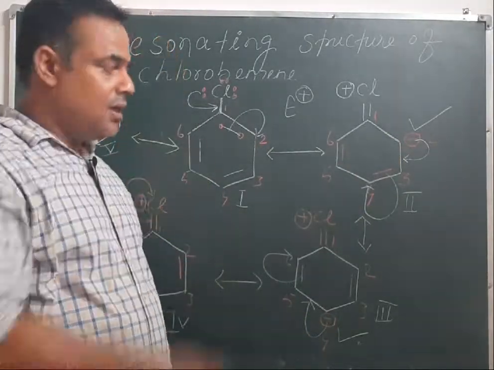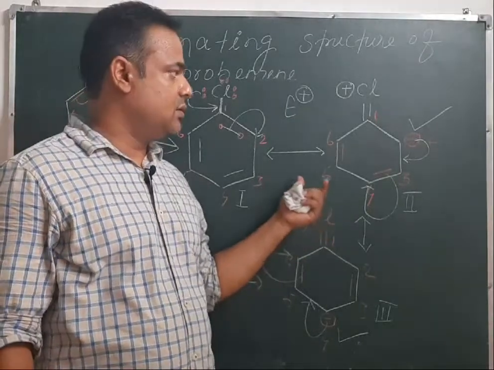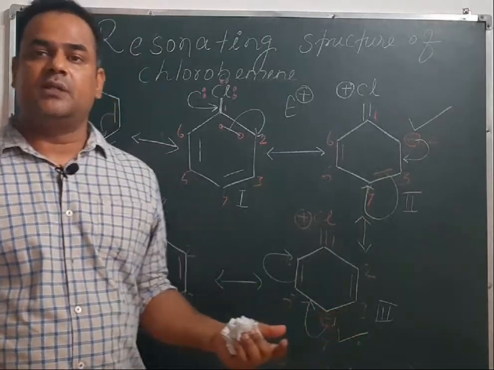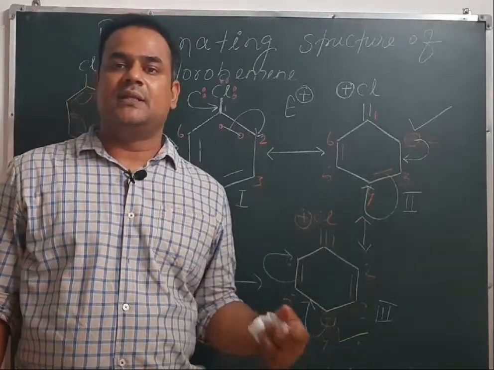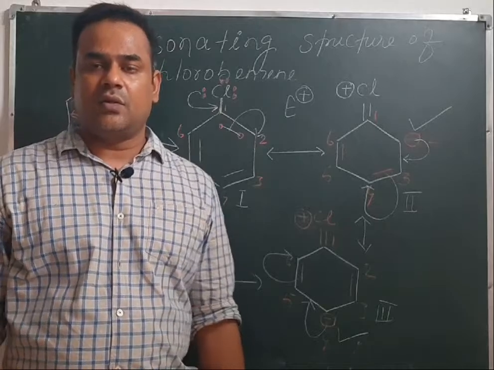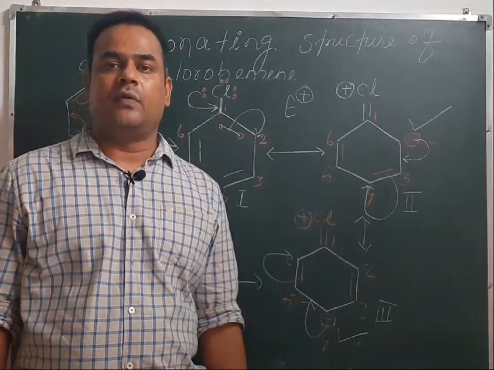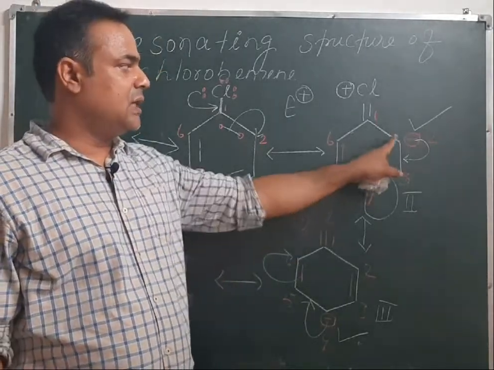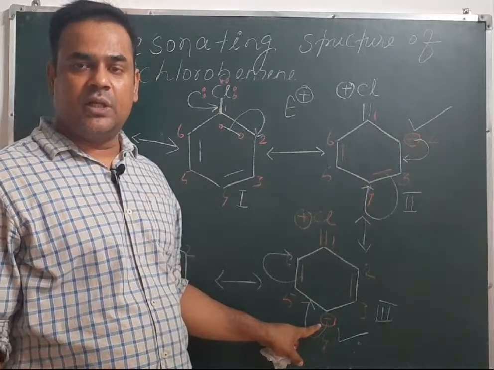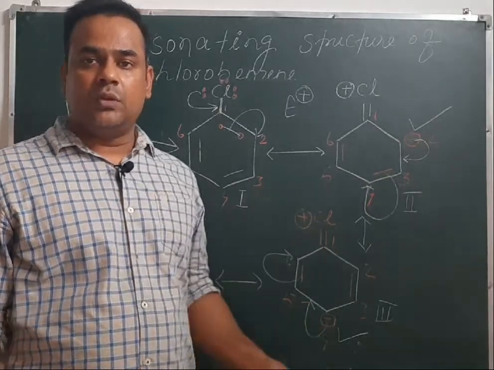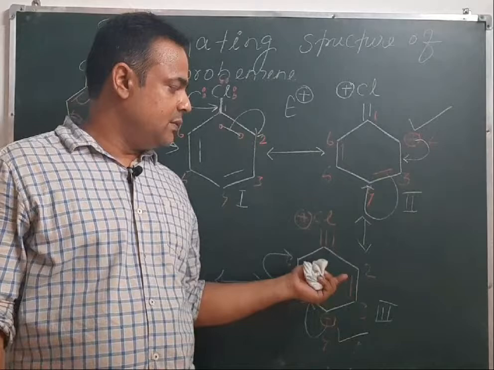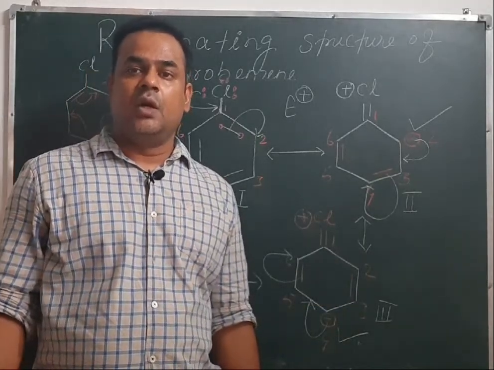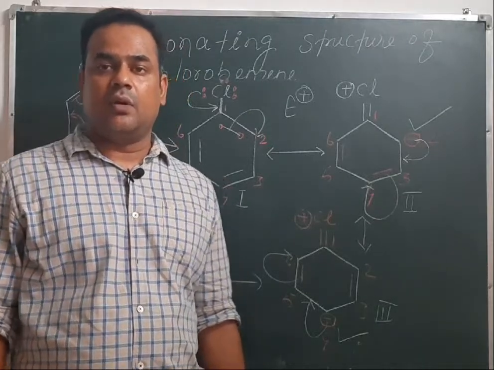Now the important thing is which one will be the major product, at 2 position or at 4 position. Here major product means whenever we perform any organic synthesis reaction, the products are formed in different proportions. Here there are chances of formation of two products, one at ortho position, another at para position. The one which is more in amount, or whose percentage yield is more, is called the major product, and the one which has low yield is called the minor product.